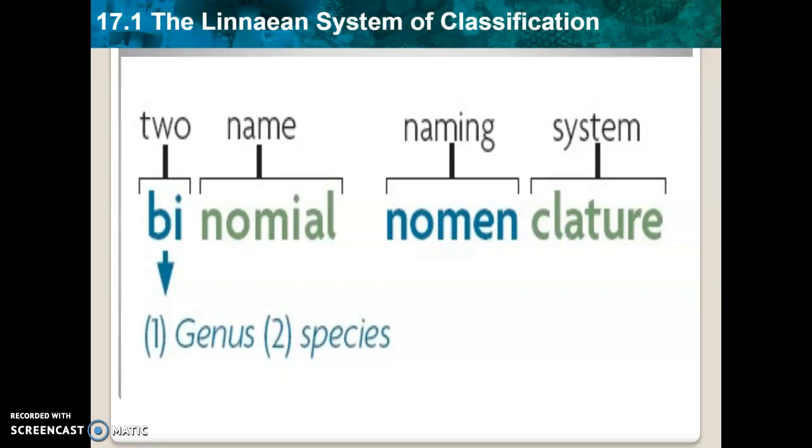The genus comes first, as it does in the classification. It is capitalized and the species is second and it's lowercase. If you are handwriting these, usually you're expected to underline them to say, hey, this is a special name. And if you're typing them, you're supposed to put them in italics. So this two-name naming process is binomial nomenclature.